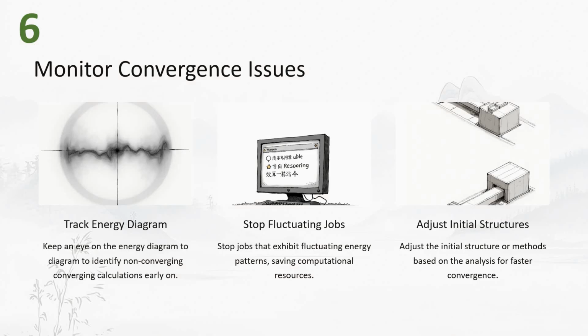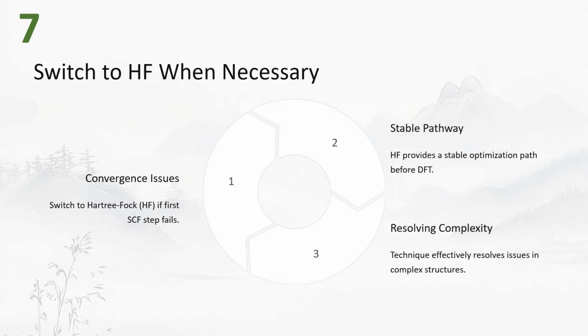The sixth step is monitor convergence issues. Check optimizing calculation for convergence. Not all density functional theory calculations reach convergence. Some may never converge. You can distinguish them on the fly by checking the energy diagram. Those with fluctuating energy often never converge. So a good strategy is to find them, stop the job and adjust the initial structure or method and re-optimize them. And this way you can save a considerable amount of time.